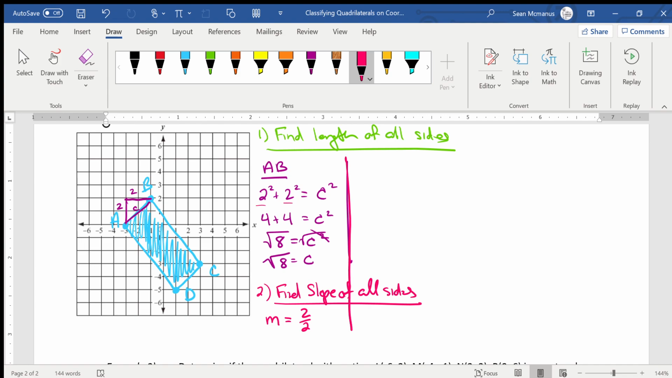Let's do it for our second side, which would be BC. So let's do that in red, I guess. BC is this side right here. So I'm going to make a triangle.